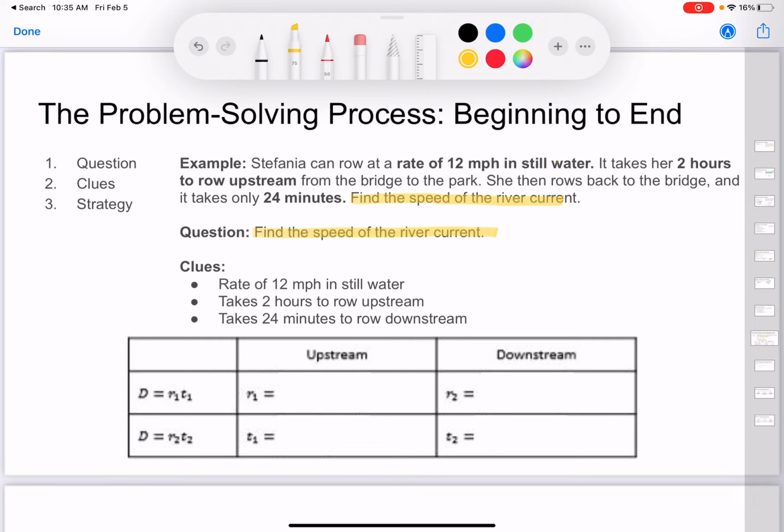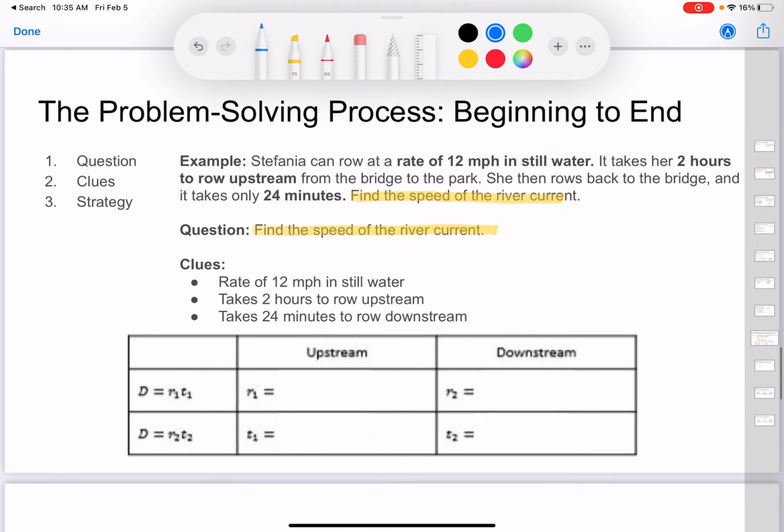Now we're going to go back and look for our clues. So what clues were we given? We were told that Steffiana can row at a rate of 12 miles per hour in still water. So her rate is 12 miles per hour in still water. So when there's no up current or down current, just still water.